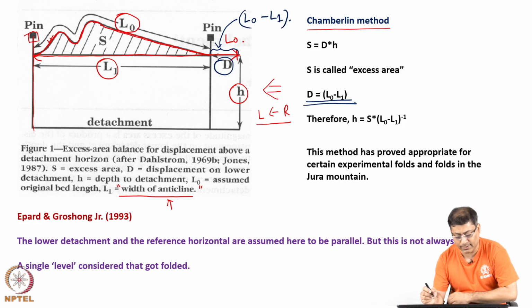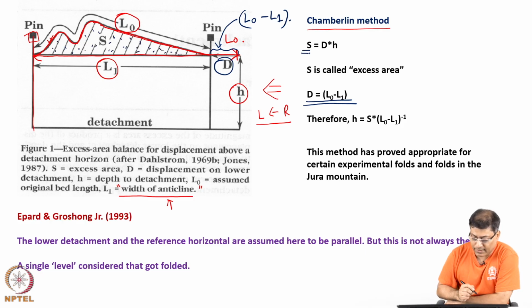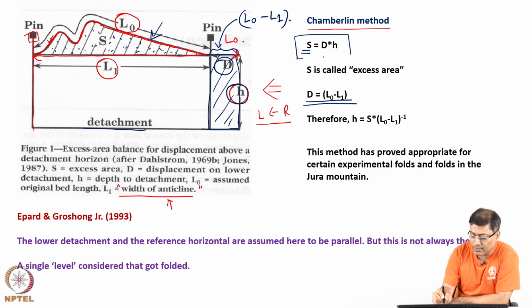We have already discussed these things. Now, find out the area bound between the curved line and the straight line L1. Let that be capital S. Then we can say that due to compression, here was the area loss and here was the area gain. Here the area of the rectangle is D multiplied by H. H is what we are going to find out, the depth of the detachment. So, we can say S is equal to DH.